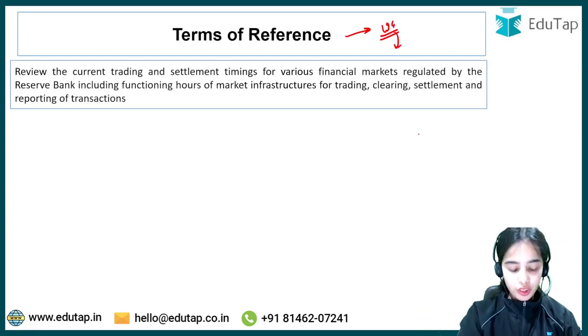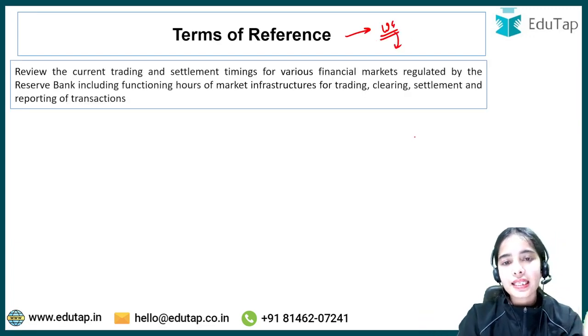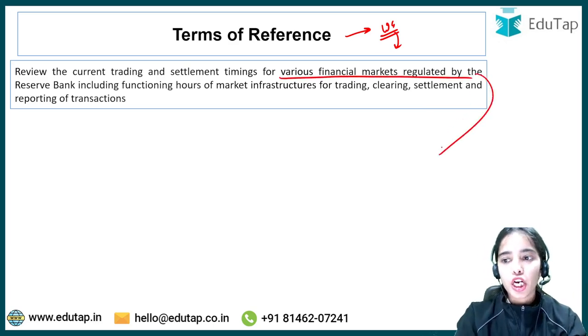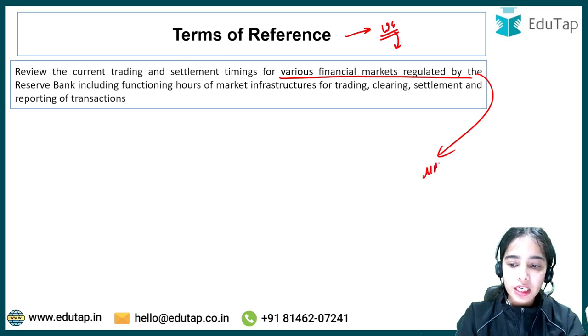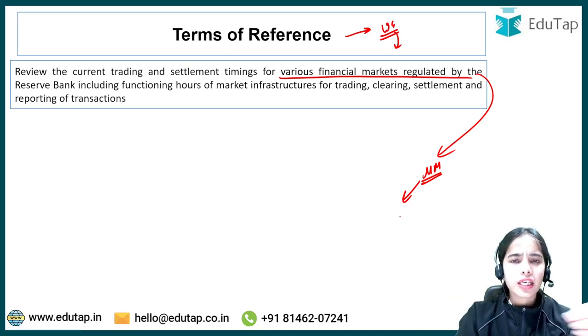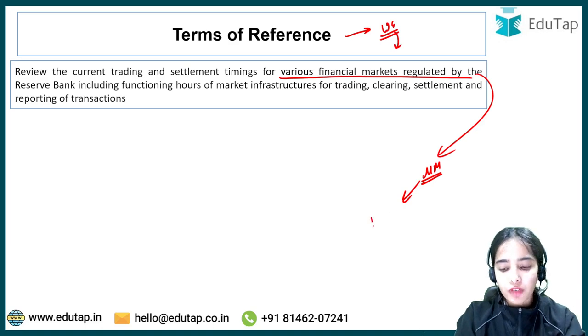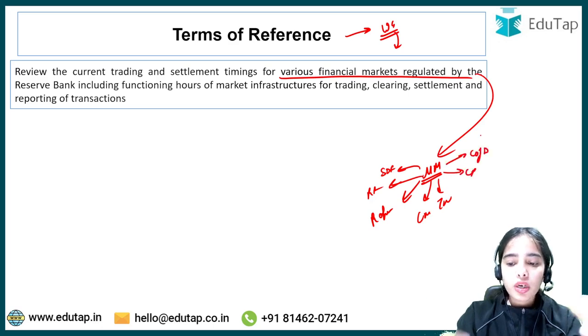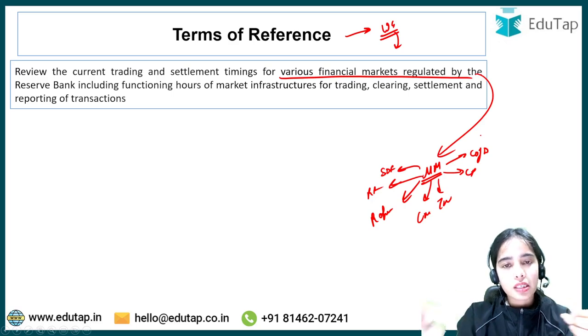Okay, so the working group should review the current trading and settlement timing for various financial markets regulated by the Reserve Bank. The Reserve Bank of India regulates the money market, that is the market for short-term funds. Okay, so in the money market there are different instruments available, like the repo operation, the reverse repo operation, the SDF, MSF, the call money, term money, the commercial papers, the certificate of deposit. They all come under the money market. They are the instruments under the money market.